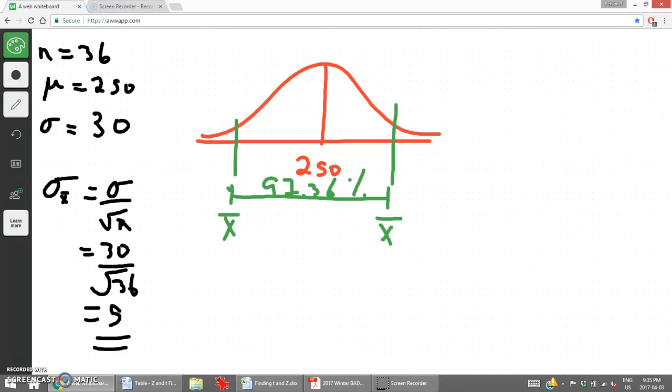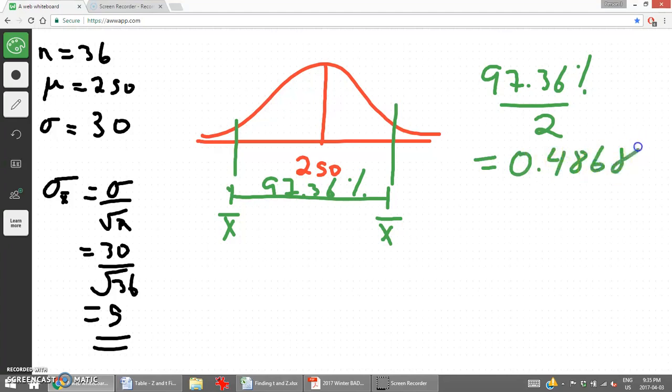So the first thing we need to do is take this 97.36% and divide it by 2, because the mean divides that interval by 2. So 97.36 divided by 2 is 48.68%, or as a decimal, 0.4868. That value is going to lead us to a Z value, which will be both plus and minus, because we have a value on the lower end of the distribution and a value on the upper end of the distribution.